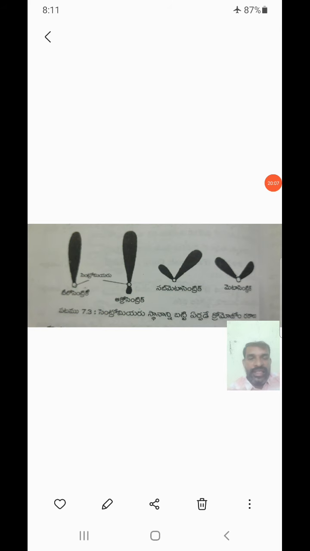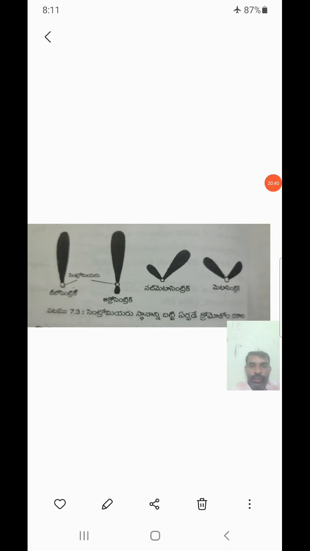One is big size and one is small, which is located like an L-shaped structure. Next, acrocentric, this is looking like a J-shaped structure, and telocentric, which is located like an I shape, meaning only a single arm is present here, a tip of the arm, having a proper centromere, looking like an I shape.